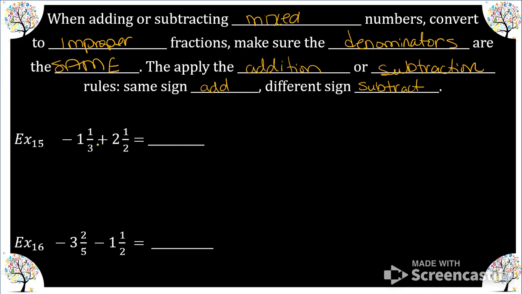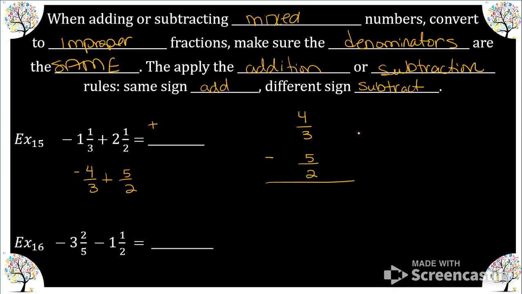Here we have a negative plus a positive, so we are going to subtract. 2.5 is more than negative 1 1/3, so we are going to have a positive answer. I'm going to convert this to improper. 3 times 1 plus 1, so that's negative 4/3, plus 2 times 2 plus 1 is 5/2. And again, I'm going to be subtracting, but this number, 2.5, is larger, so we are going to have more positives. So we are going to create equivalent fractions.